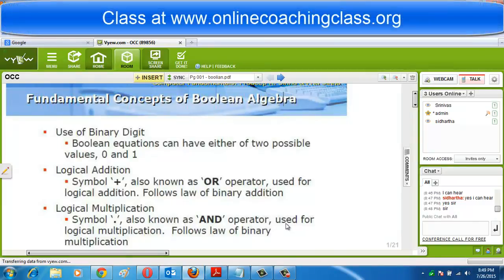We'll go for Boolean algebra. It is one kind of algebra. We know the mathematical algebra, but this is somewhat different. Actually, in digital electronics, Boolean algebra takes a vital role, because this algebra is completely done with logical operations. The concept is to satisfy the logic.